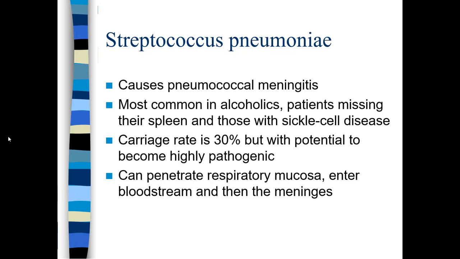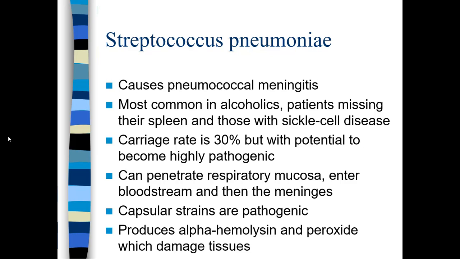It can penetrate your mucous membranes in your respiratory tree, enter the bloodstream and then the meninges. And Streptococcus does have strains that are capsular, and capsular bacteria are pathogenic. They more easily evade white blood cells. It produces alpha hemolysin and peroxide, which both damage tissue. Alpha hemolysin damages red blood cells, so it's alpha hemolytic. And what you'll see is that when it's grown on blood agar, it will completely obliterate the blood cells.